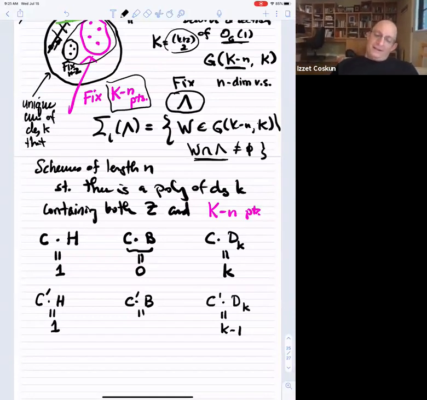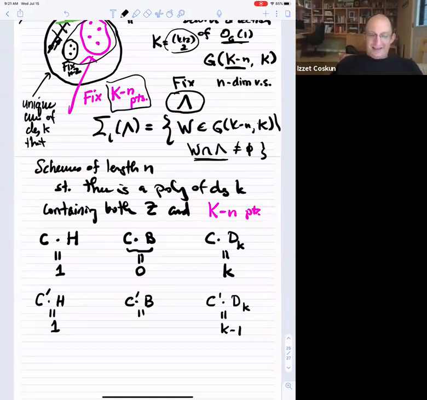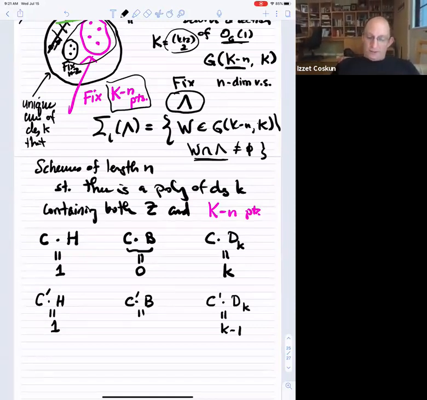Now, the only slightly tricky thing here is knowing what C prime dot B is, and that can be computed actually by Riemann-Hurwitz, and you see that this is 2. This is Riemann-Hurwitz.